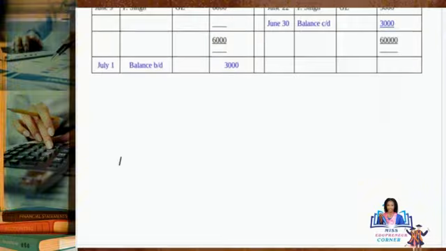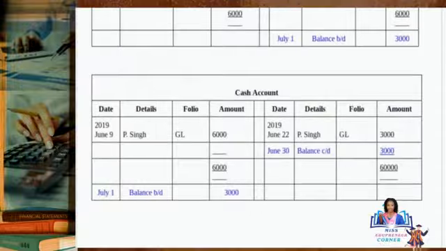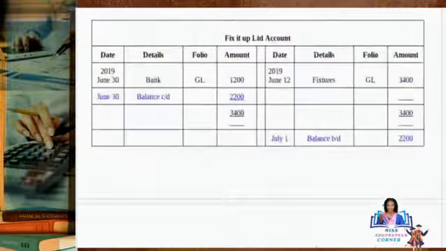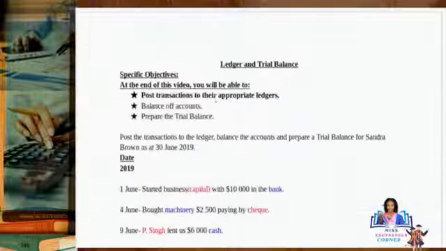Now we would have balanced off all the accounts. So as you would have noticed, the balance CD is always on the opposite side of the balance BD. So the balance BD and CD is never found on the same side. So they are always opposite to each other. So with that said, we would have completed objective number 2. So we would have balanced off all the accounts.